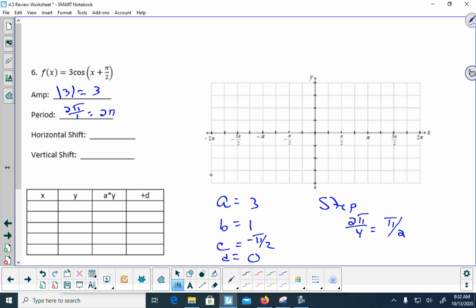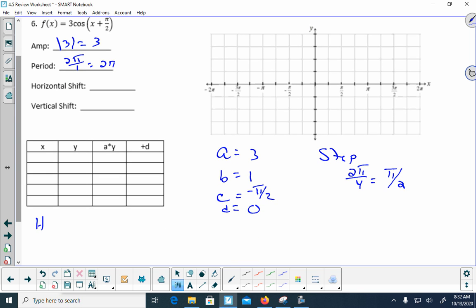To find my horizontal shift, remember my horizontal shift is the same thing as my start. I am going to take x plus pi over 2, set that equal to 0, and I'm going to get negative pi over 2. Negative pi over 2 is where I'm starting. My vertical shift is my d, which in this case is going to be 0. I said my step was pi over 2, so I'm going to add pi over 2. So this will be 0, pi over 2, pi, and then 3 pi over 2.